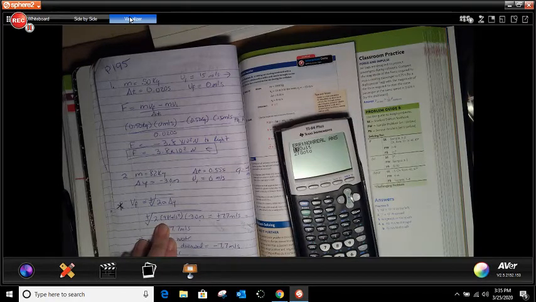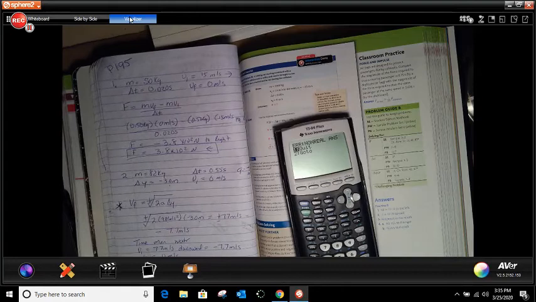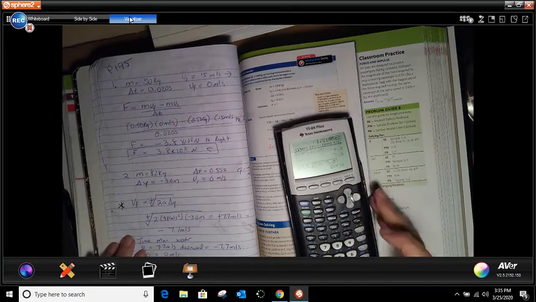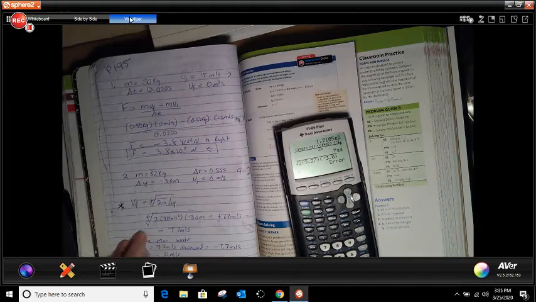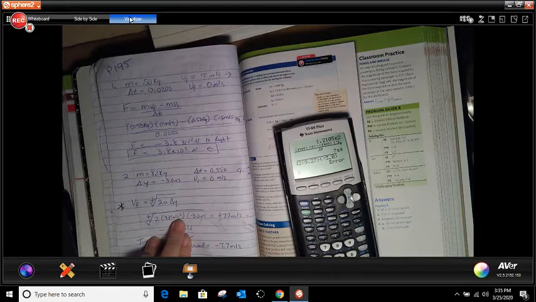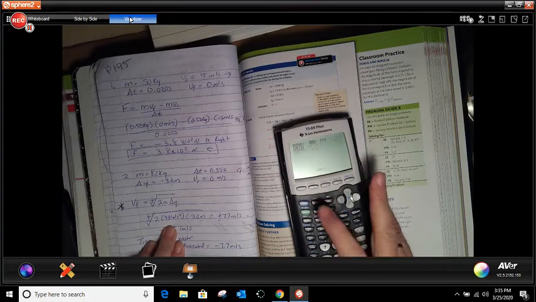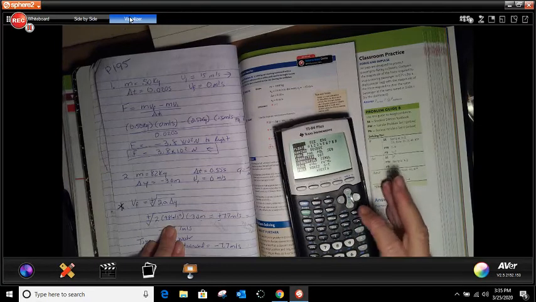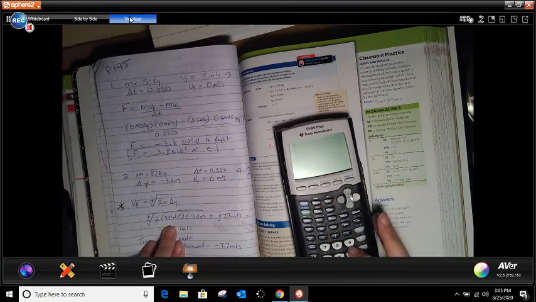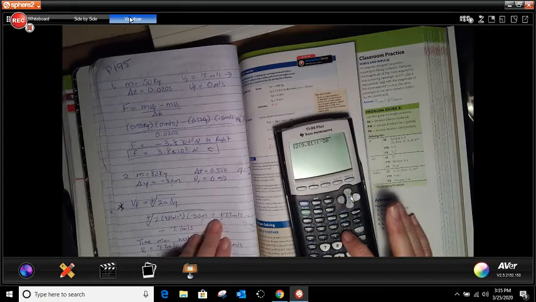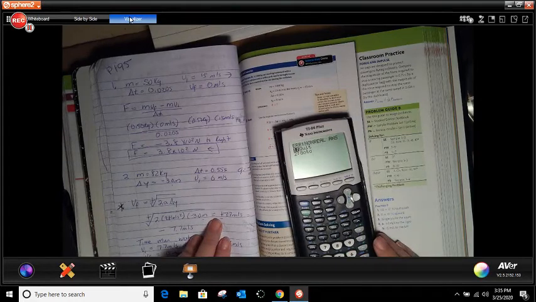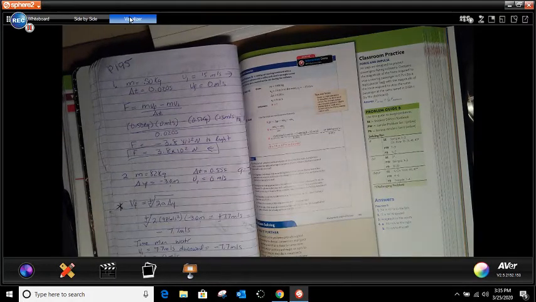Sorry guys, I'm trying to turn it off. If I look here, why did it not do it? Let's try again. We change this. Second square root, 2, open bracket 9.81 close bracket, open bracket negative 30 close bracket, enter. It's still giving me an error.